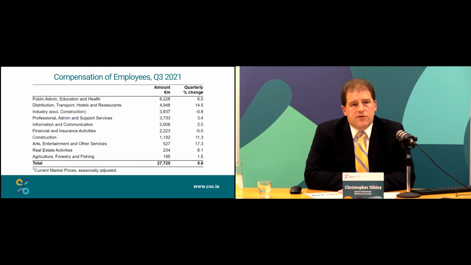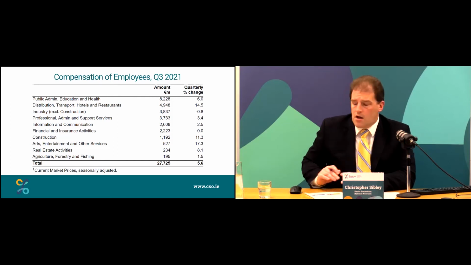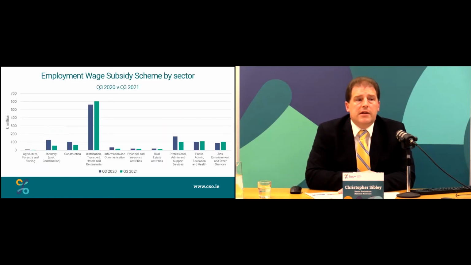And that ties in very well with what I showed you earlier on the monthly services index, where we can see the various different parts of that sector growing, particularly accommodation through July and August. But you also see the wage bill increasing in construction and arts and entertainment quite strongly quarter on quarter. We can show you how the EWSS subsidies support that wage bill as well, with the increased subsidies in distribution, transport, hotels and restaurants on the left-hand side of the graph there. So with more people working in the sector, the wage bill goes up, and that's been supported with the EWSS payments.